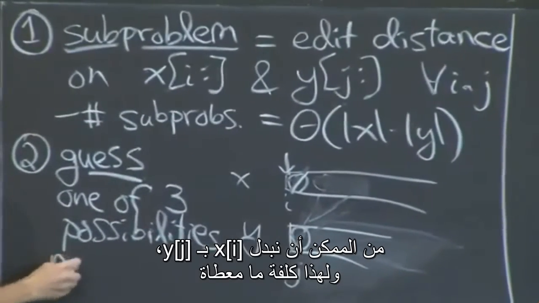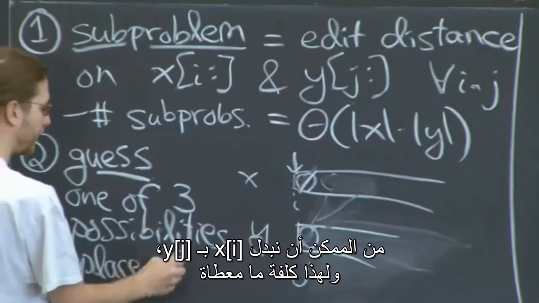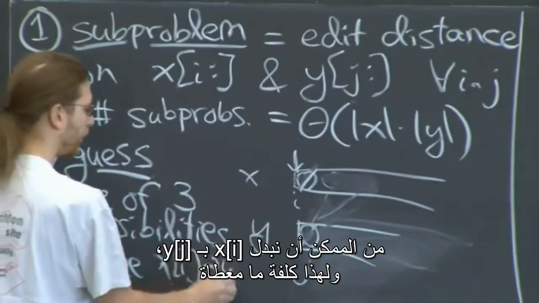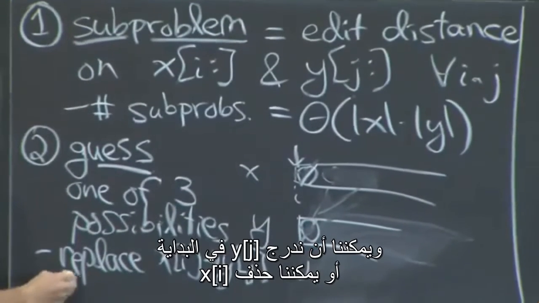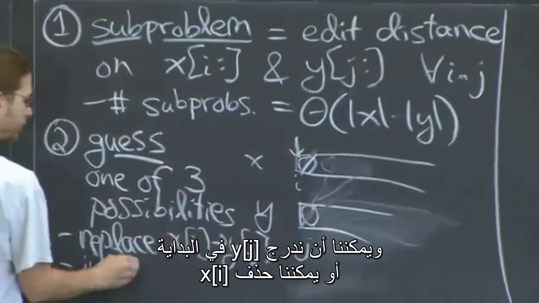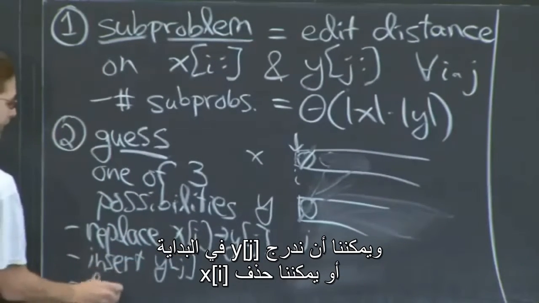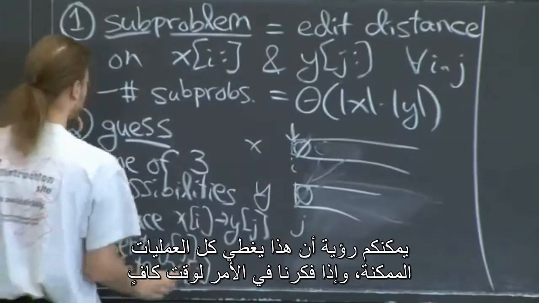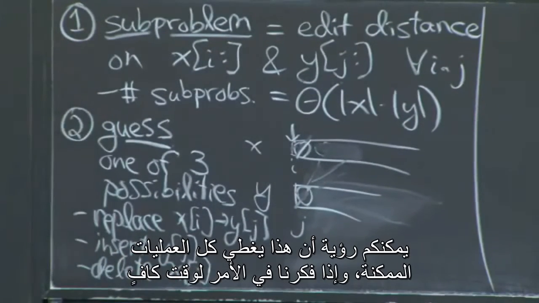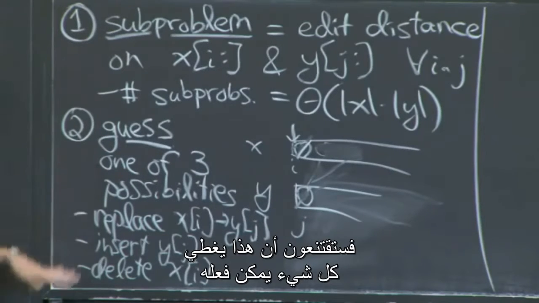So it could be we replace xi with yj. So that has some cost, which we're given. It could be that we insert yj at the beginning, or it could be that we delete xi. You can see that's definitely spanning all the possible operations we can do. And if you think about it long enough, you will be convinced this really covers every possible thing you can do.